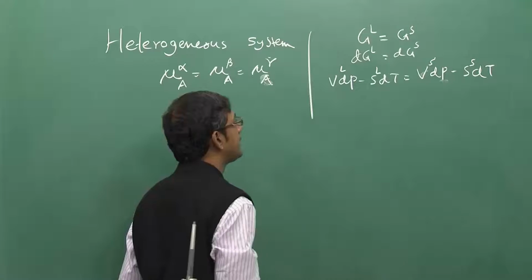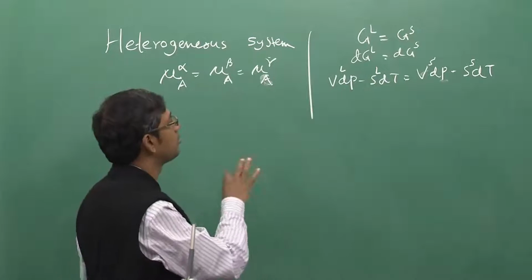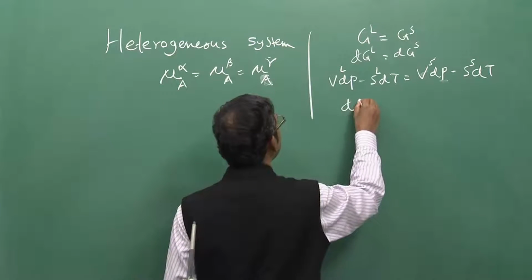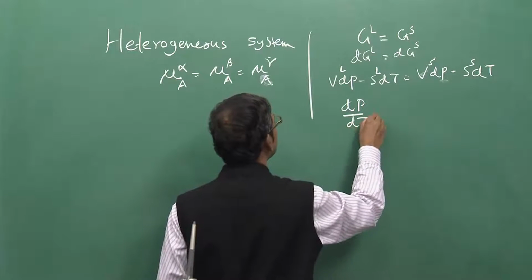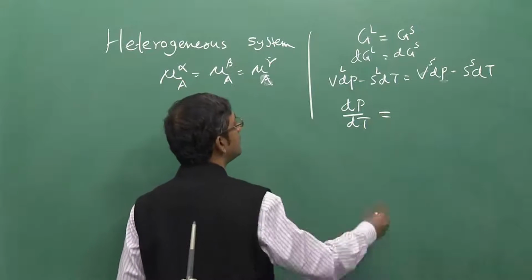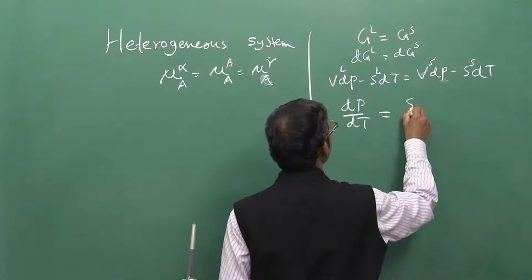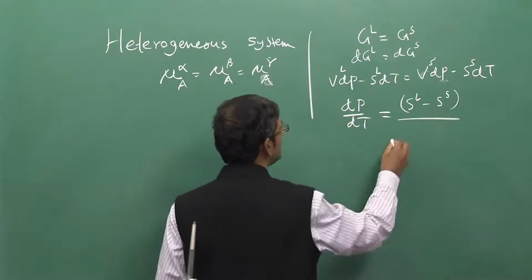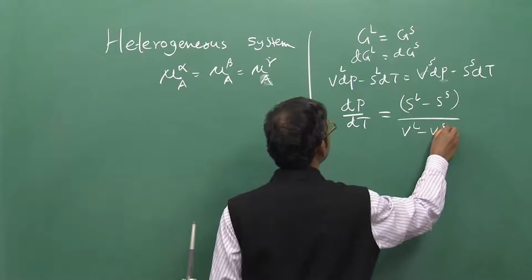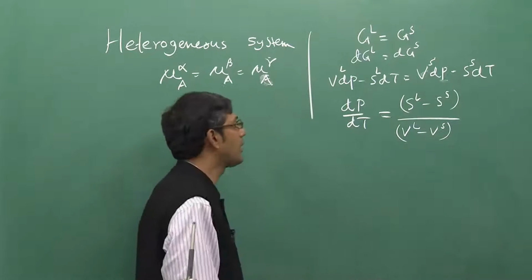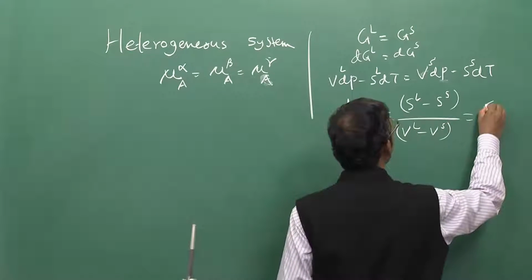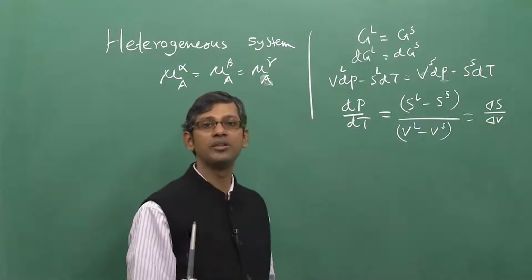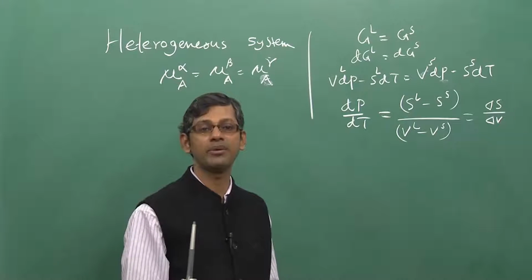So, now if I just do the mathematics properly, what do I get? I get dP by dT is equal to (S_L minus S_S) divided by (V_L minus V_S). That is what I will get. This is nothing but change of entropy divided by change of volume when the transformation from solid to liquid or liquid to solid happens.